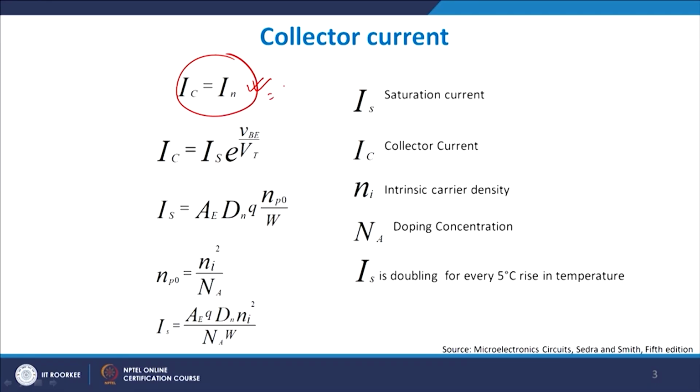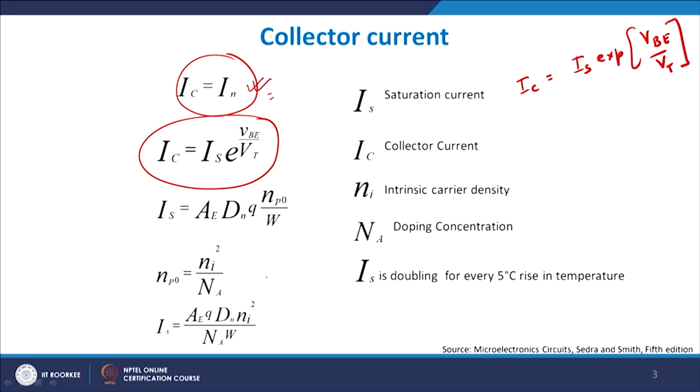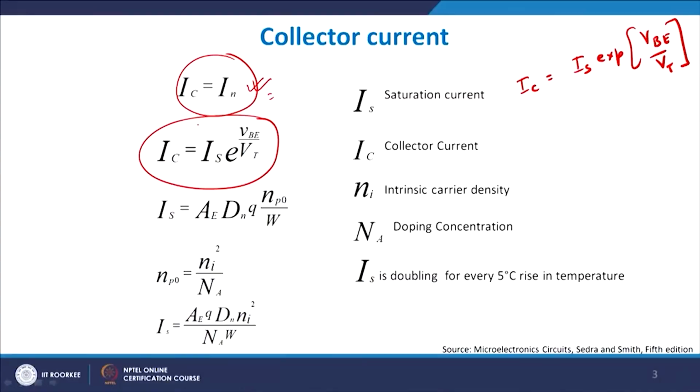Now, the collector current IC can be written as IS e to the power VBE by VT. So, IC equals IS exponential VBE by VT, where VBE is the base to emitter voltage and VT is the thermal equivalent voltage. IS is defined as the saturation current, a very small current, but it is a saturation current. We can write IS to be equal to AE into dN into Q into NP0 by W.